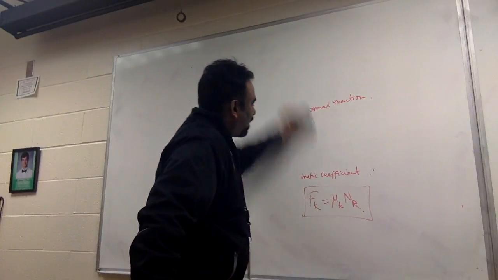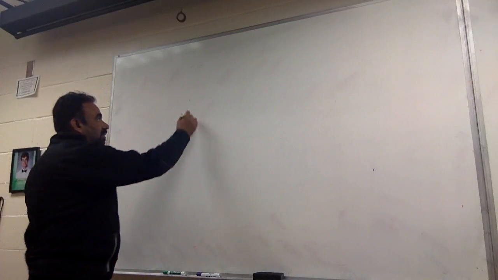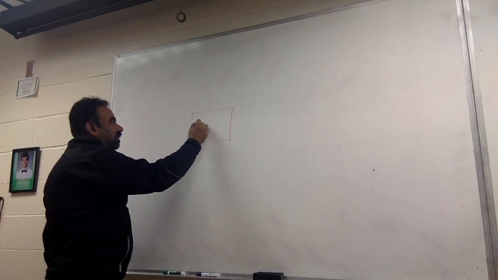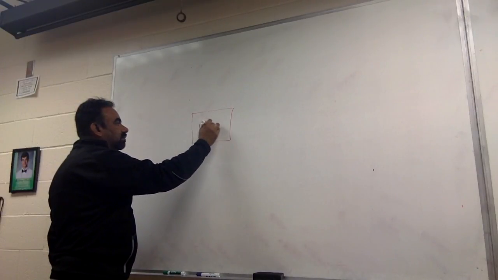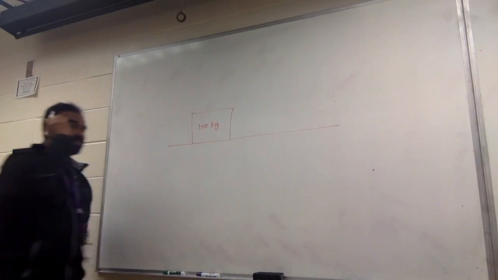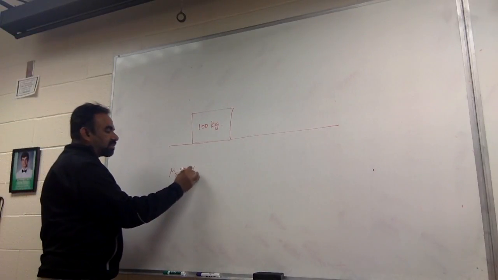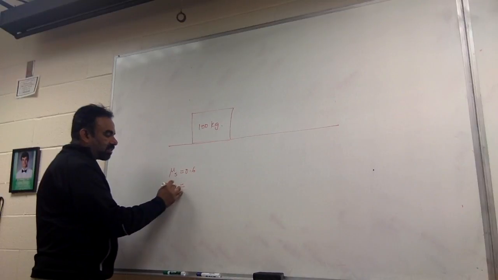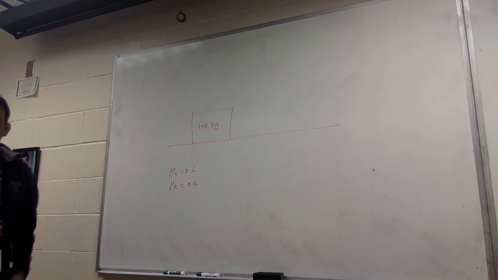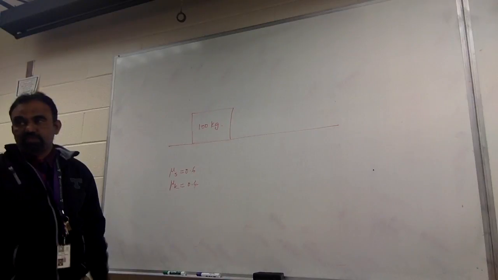Now, let's see how these things apply. Let's take a problem that you've done earlier. Let's say it's a 100 kilogram object sitting on a surface. The coefficient of static friction is 0.6. The coefficient of kinetic friction is 0.4. I've given it to you. So between this block and this surface, there is a coefficient of static and kinetic friction.